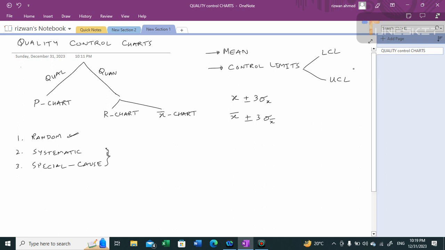So there are two types of variation that should not be there in the data, in the production process, or in the quality observance procedure. That is systematic and special cause. Now, I am changing the page and I am going to draw the P chart.